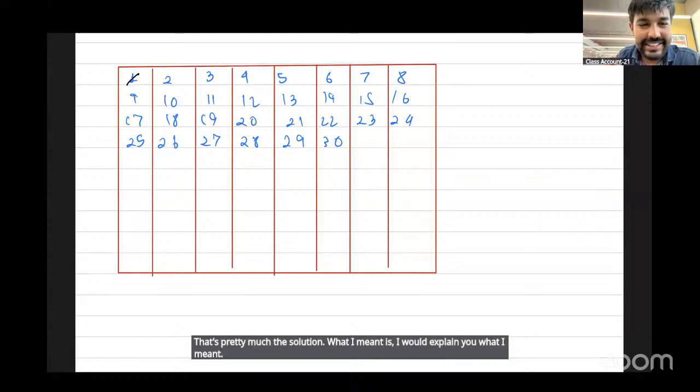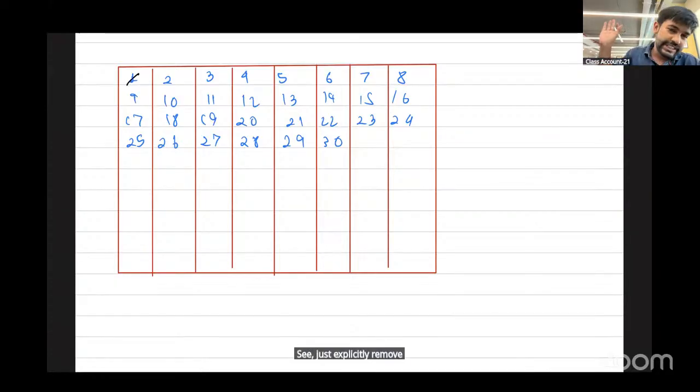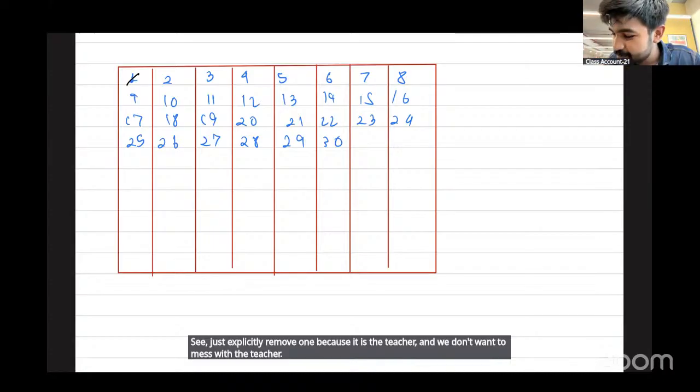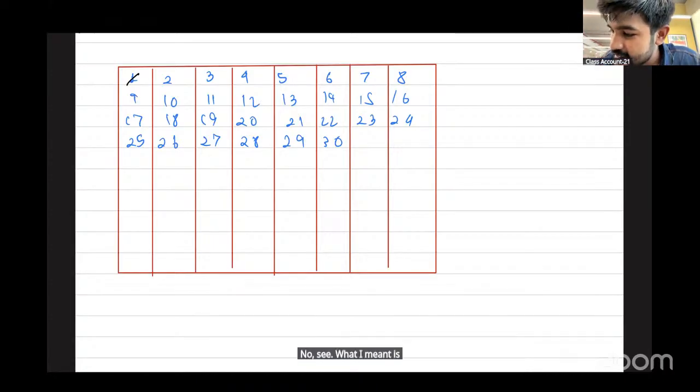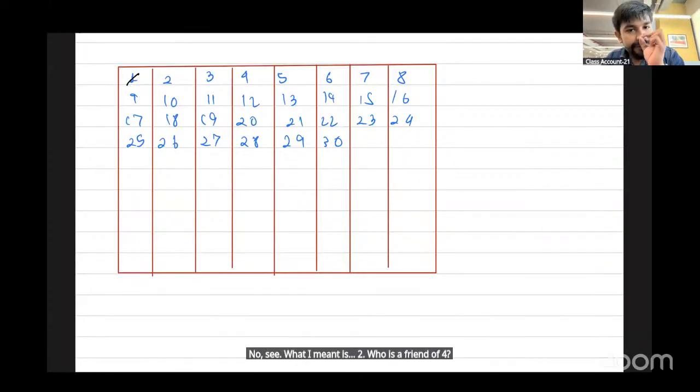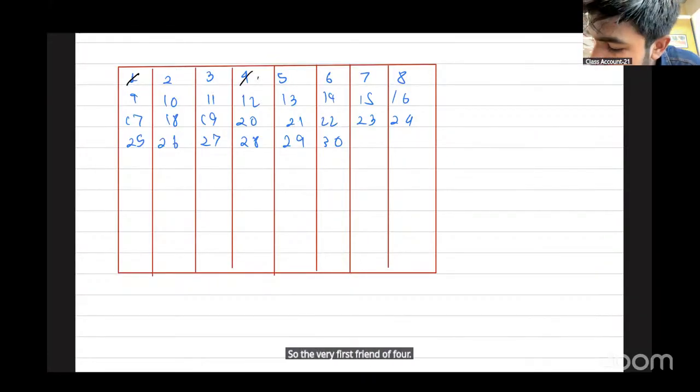See, just explicitly remove 1 because it is the teacher and we don't want to mess with the teacher. Now see, what I meant is: 2 is a friend of 4. So the very first friend of 4 is 2.